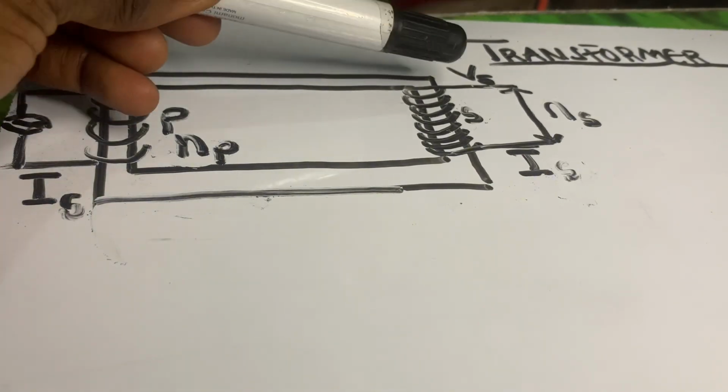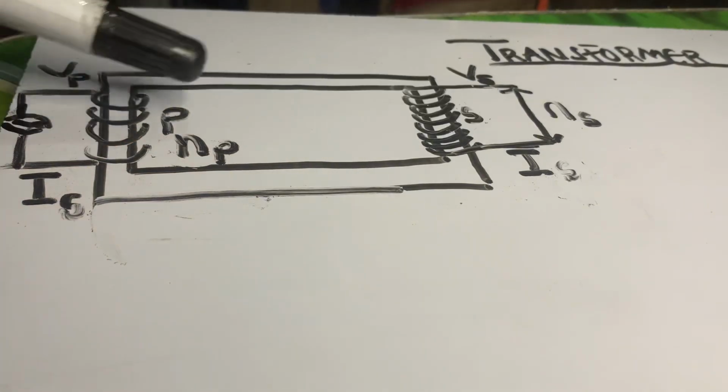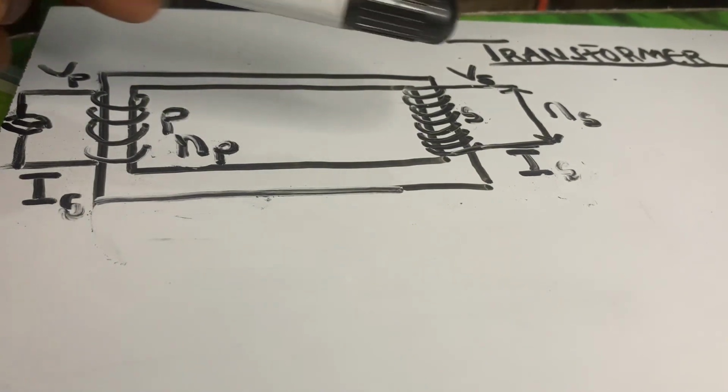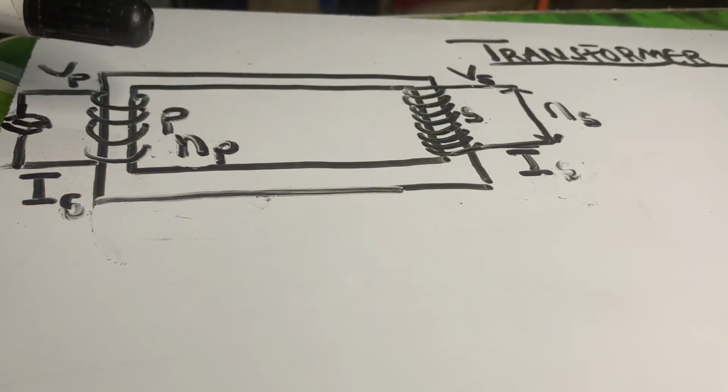Should we have a transformer that has a greater number of turns on the secondary coil, then that transformer is a step-up transformer. That transformer will be used to increase the voltage. However, should the number of turns on the secondary coil be less than the number of turns on the primary coil, then that transformer is a step-down transformer. It will be used to reduce an alternating voltage.